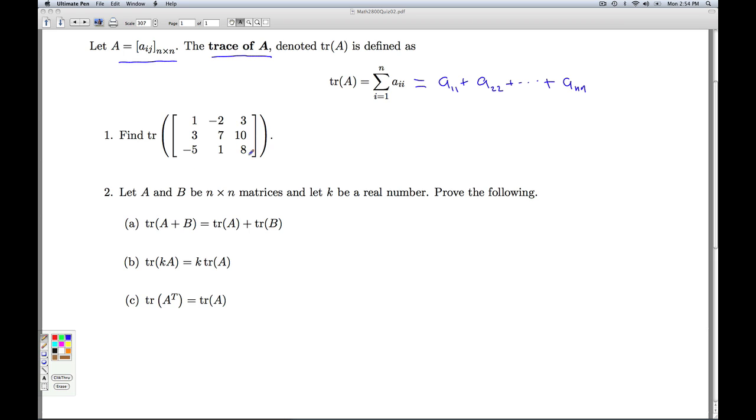So in number 1, we're asked to find the trace of this specific matrix. That's going to be a_11 plus a_22 plus a_33, because it's a 3 by 3 matrix. a_11 is 1, a_22 is 7, a_33 is 8. As you can see, we're just adding up the diagonal entries, and you get 16. So the trace of that matrix is 16.